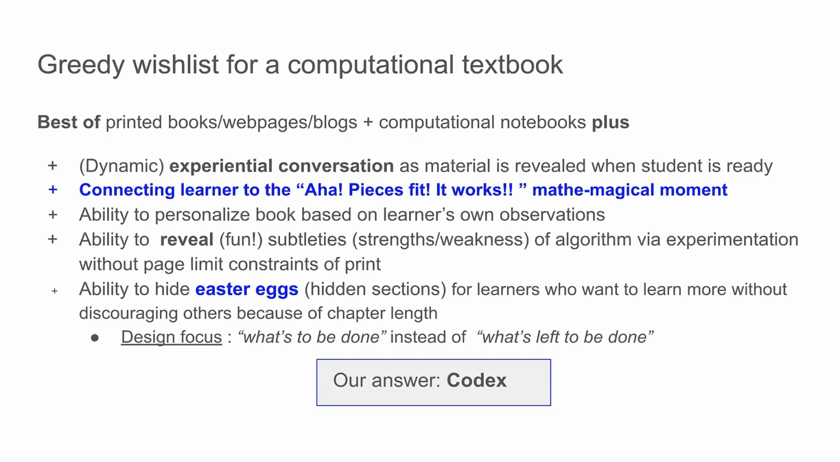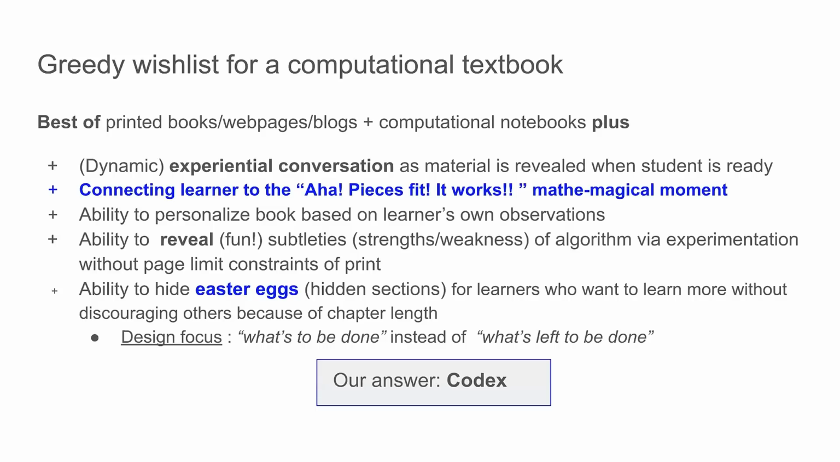But we want more, and the more has to do with we want a dynamic experiential conversation with the learner where the material is revealed as the student progresses through the material and is ready for that kind of conversation. Particularly, what we have in mind has to do with connecting the learner to this idea that when the different pieces of algorithms come together and they work, there is this great aha moment where the student experiences this connection with maybe the first person who linked the math and code to do something almost magical, so to speak.